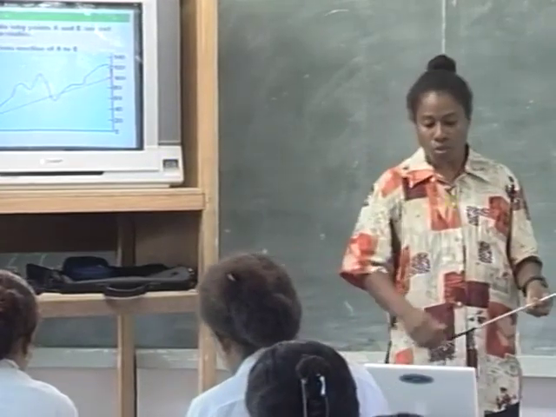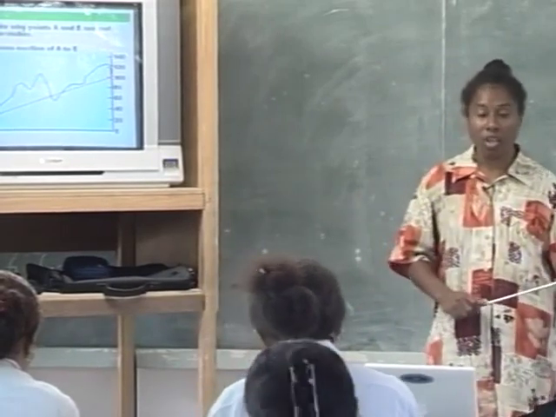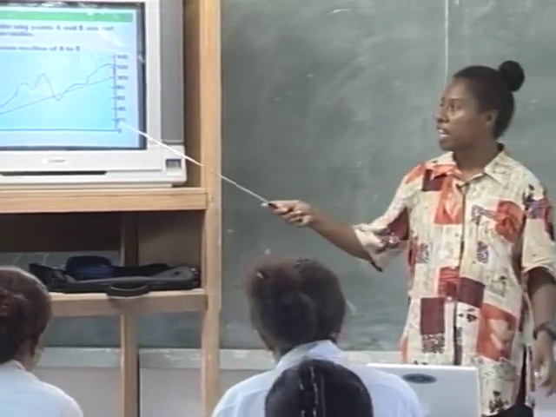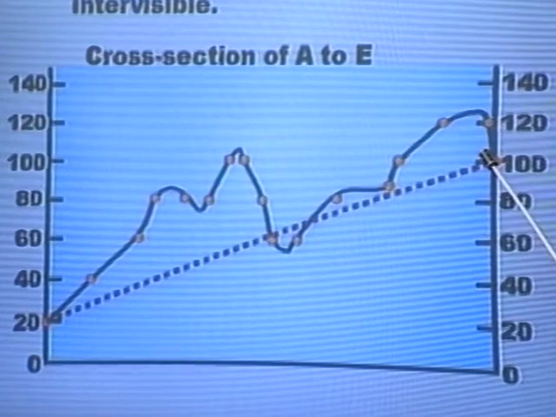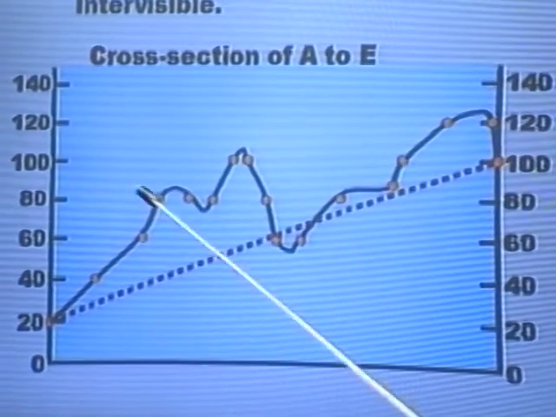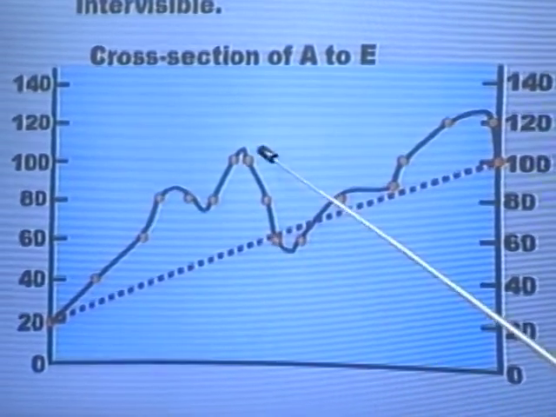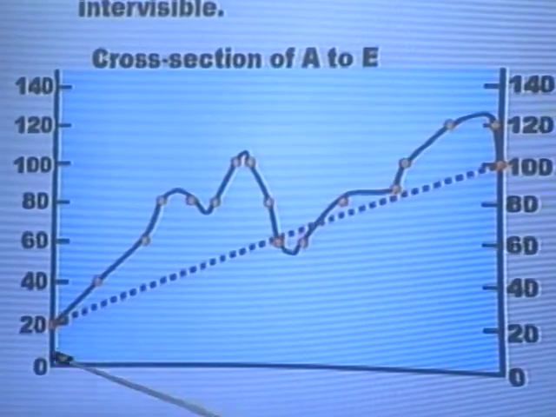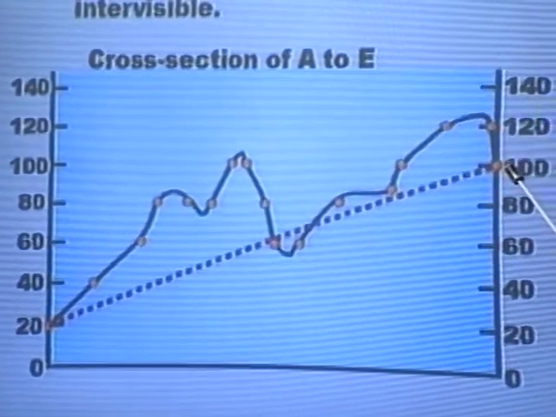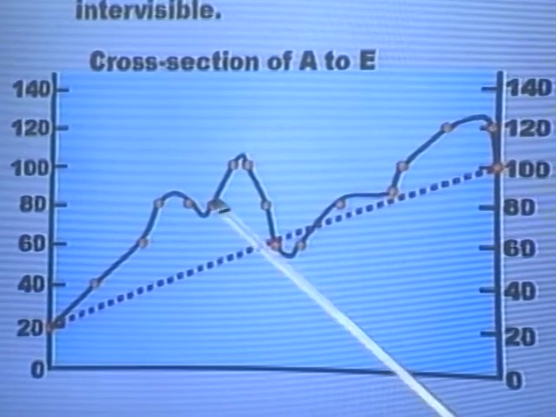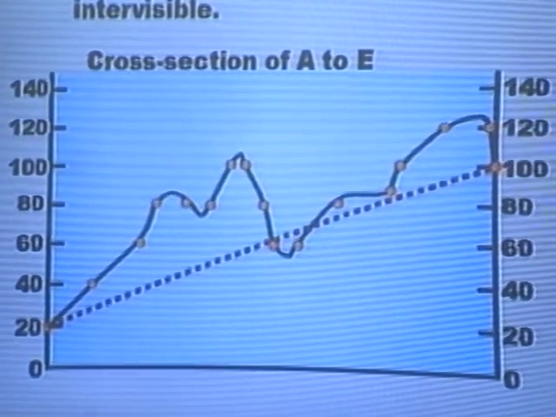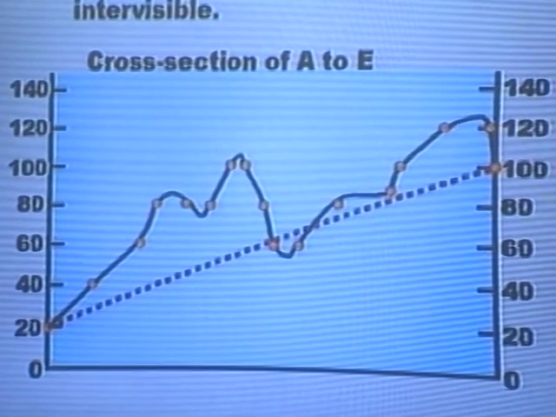Okay, activity 2, to state why points A and E are not intervisible. In other words, we are already saying that these two points are not visible from each other, and you have to explain why. Your explanation should tell us that simply because there is a high point between point A and point E, there are areas which are higher than those two points in between. Therefore, one is not visible from the other.